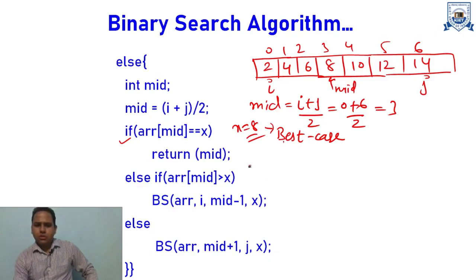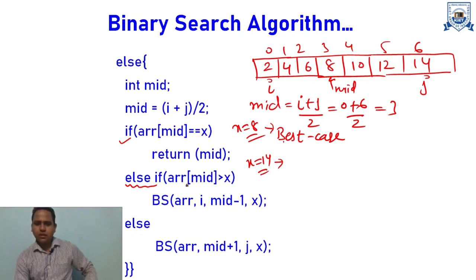Now suppose let's take x as 14. Now what will happen? We'll simply follow this approach and compare mid with x. So what is the mid value? AR of mid is 8. Just compare here. Go to this else if, because this will not work if x is 14. So 8 equal to 14, that condition is false.